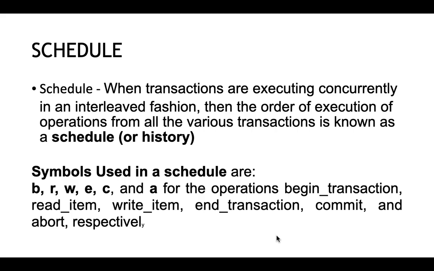Let's first analyze what symbols are used to represent the operations in a schedule. As the transaction begins, it is represented as B, a read operation as R, write as W, end of the transaction as E, C for commit, and A for abort. These are the usual symbols used in a schedule.